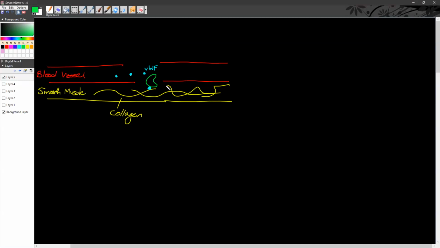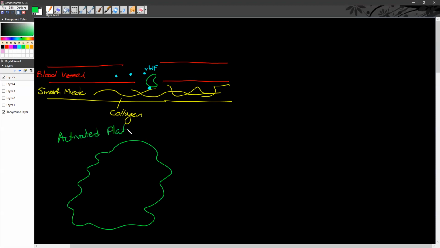When this initial platelet is able to bind to the von Willebrand factor, what it does is it transforms from its unactivated into its activated shape, which is all spiky and it kind of looks like a foosball. What this activated platelet is going to do, in order for it to attract other platelets and to get it to bind, it's going to release a couple of different compounds.